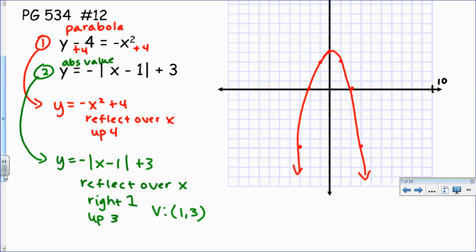So let's just try to do this without having to graph the parent function first. So 1, 3, the vertex. It reflected over x, so is it opening up or down? Down, because it reflected over x. All right, absolute value is a V. So the slope is just 1, unless there's a stretch or shrink, unless there's a number out front. So I'm going down, but the slope is 1, so down 1, right 1, down 1, left 1, and so forth.